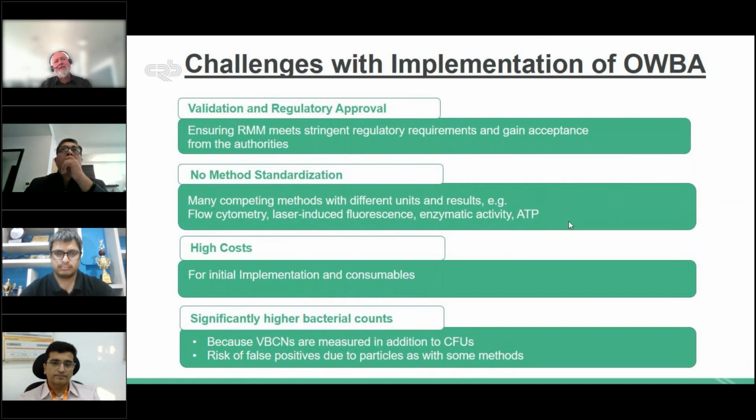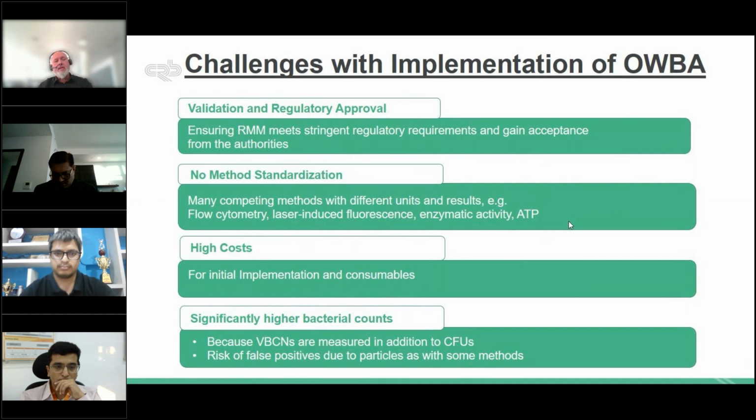Another problem is that we find much more bacteria than before with the plate method, because we also count the viable but non-culturable bacteria. Not every bacterium in the water is able to grow on a plate. Only a small part is able to create a colony on a plate count. And therefore we measure 5 to 10 times more bacteria than before. So we have to find new limit values, and this is a big problem, depending on the measuring method.